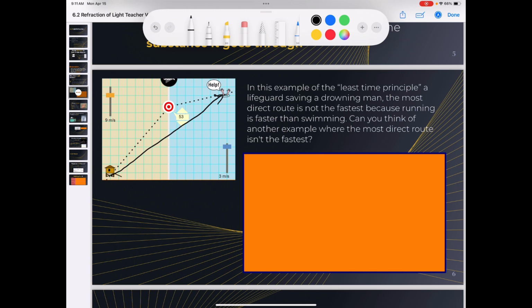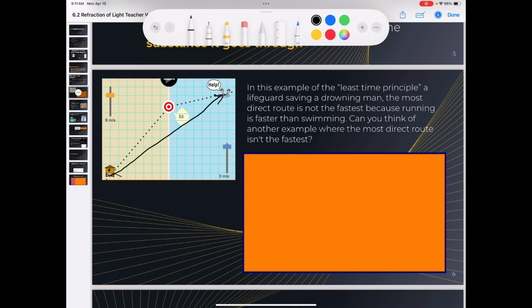because swimming takes longer, or it's slower. Swimming requires more effort. It takes the person longer to swim a distance than it would to run it. And so the fastest way for our person to actually go is to spend more time running, even if the total distance increases. They spend more time running on the sand than they do swimming in the water. That's our fastest route, and you can see that one represented with the dotted line here. So that is the easiest way for the lifeguard to get to the person in the least amount of time. And so we call this the least time principle.